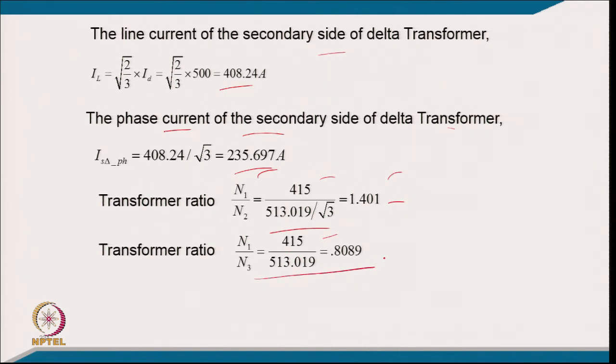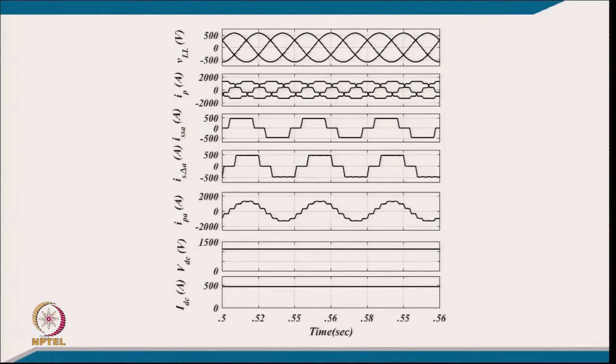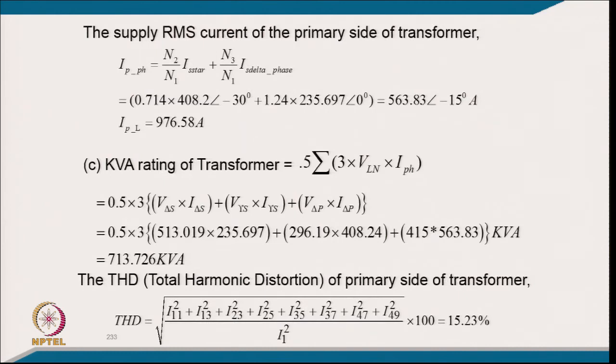One is for your star star, another is star delta, and then these are the typical simulated waveforms of supply voltage, supply current of 3 phase, then the 6 pulse converter, and this is the per unit current on the primary side. These are all secondary, this is on the primary side, and then this is the DC link voltage of 1.2 kilovolt and the 500 ampere load current.